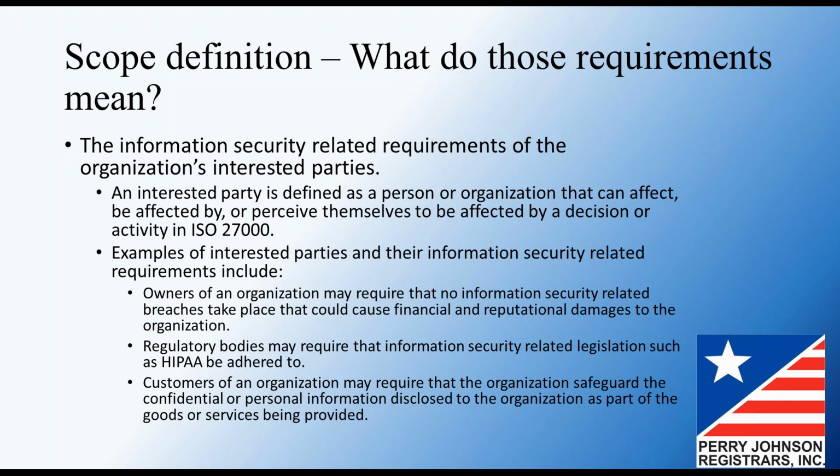Some examples of interested parties and their information security related requirements include owners of an organization who may require that no information security related breaches take place that could cause financial and reputational damages to the company. A regulatory body that may require that information security related legislation such as HIPAA be adhered to. Another example would be customers of an organization who may require that the organization safeguard the confidential or personal information disclosed to the organization as part of the goods or services being provided.